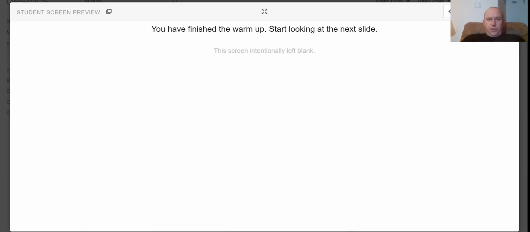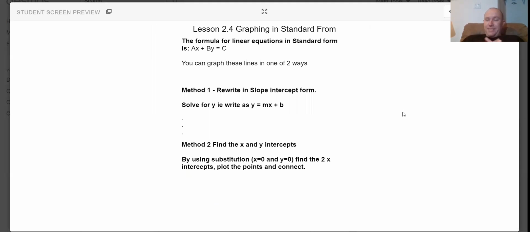So that's the warm-up finished, and then we'll start getting into what standard form is. Slope-intercept form was the one that started with y equals, and then we could use the actual graph to find it out. What if it doesn't start with y equals though? Well, there are 2 different ways we can do this.